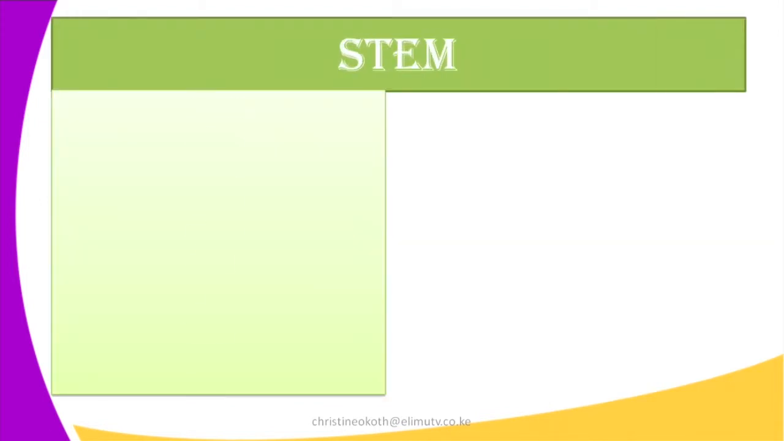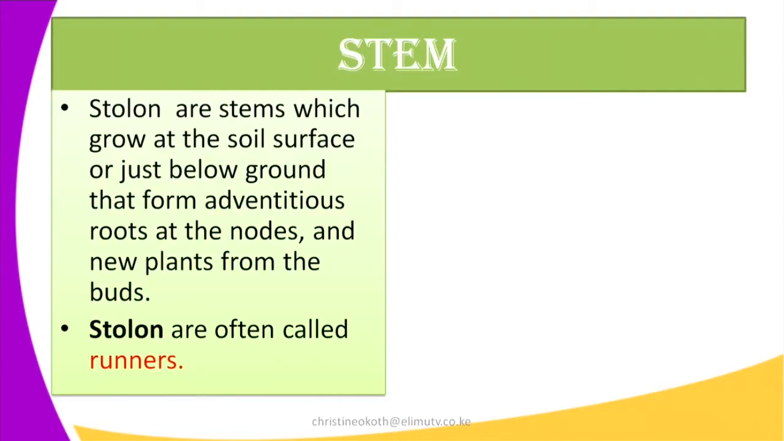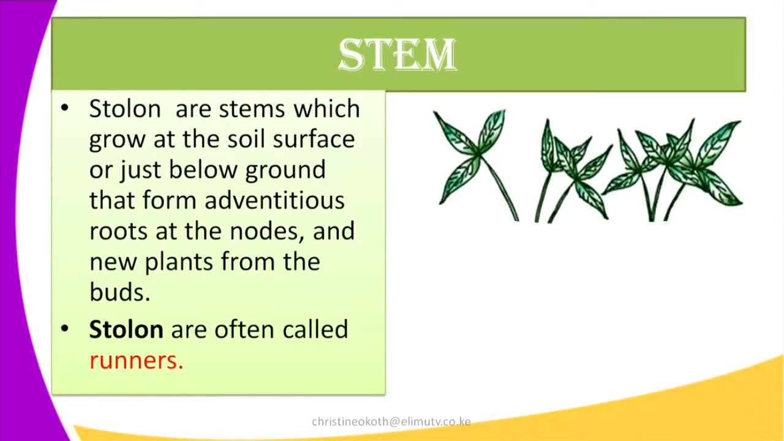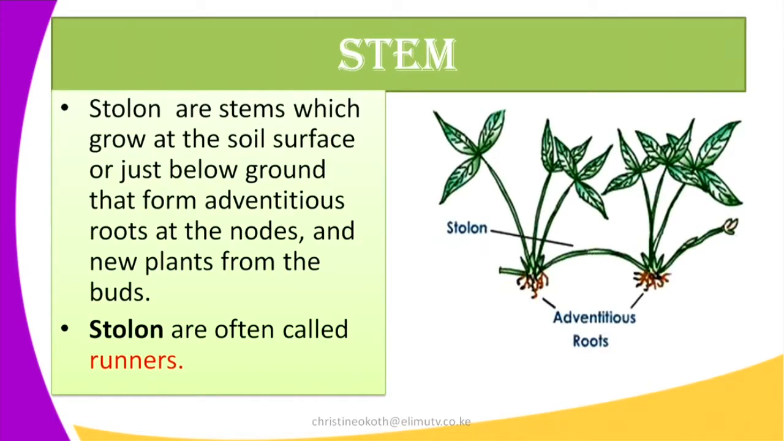The first stem we're going to look at is what we call the stolon. So what are stolons? These are stems which grow at the soil surface or just below the ground and form adventitious roots at the nodes and new plants from the buds. If you look at the illustration, you can see the stolon. These stems just grow above the ground. You can see the stolon and the adventitious roots. Stolons are sometimes also called runners, so you can call them either stolons or runner stems.